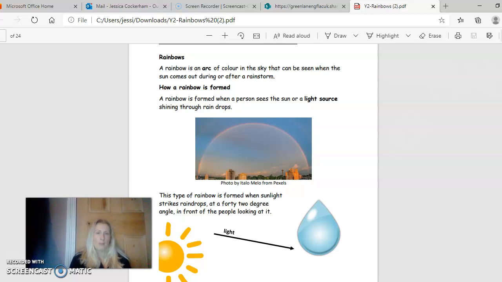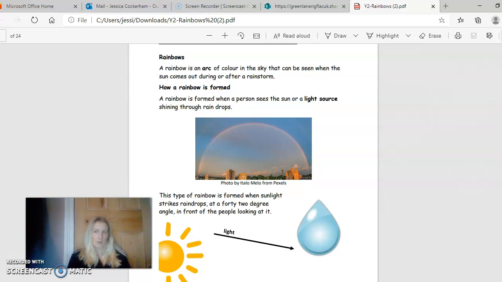Rainbows. A rainbow is an arc of colour in the sky that can be seen when the sun comes out during or after a rainstorm. How a rainbow is formed. A rainbow is formed when a person sees the sun or a light source shining through the raindrops. This type of rainbow is formed when sunlight strikes raindrops at a 42-degree angle in front of the people looking at it.